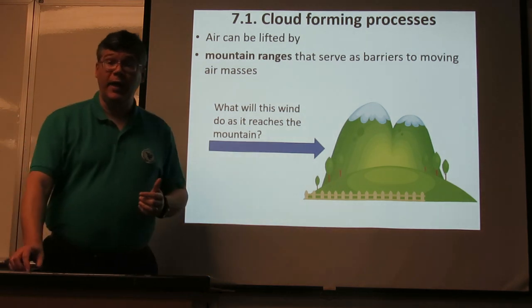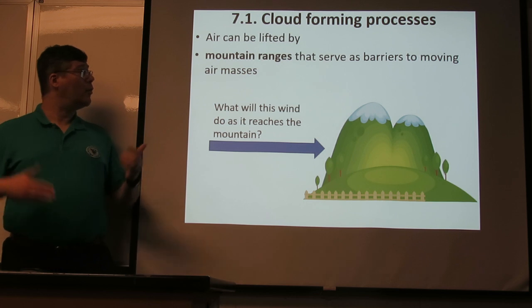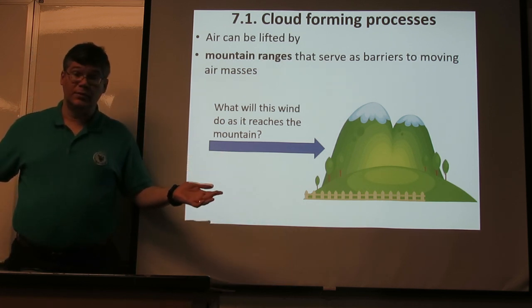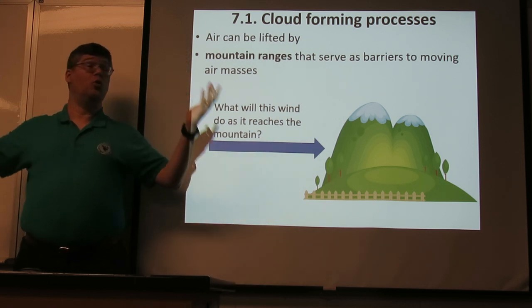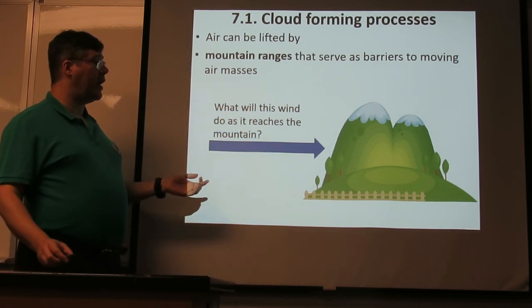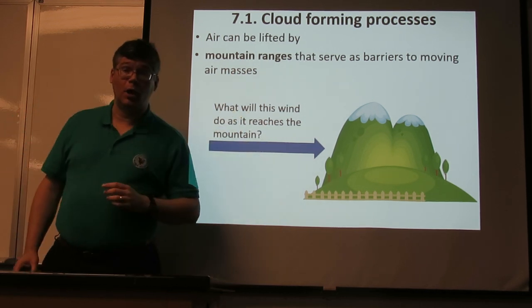Another way we can lift air is if air runs into a mountain. The air wants to go over the mountain, well, it can't go through. So as it goes up, it's going to cool down, and we're likely to form clouds, maybe even have rain or snow as that air rises up to go over the mountain.